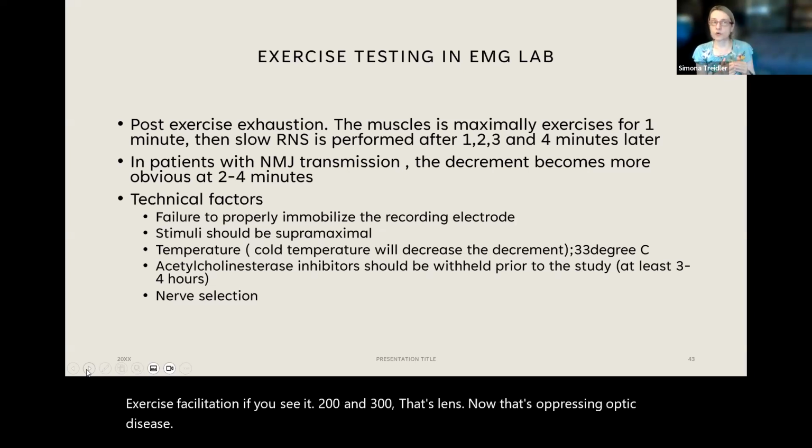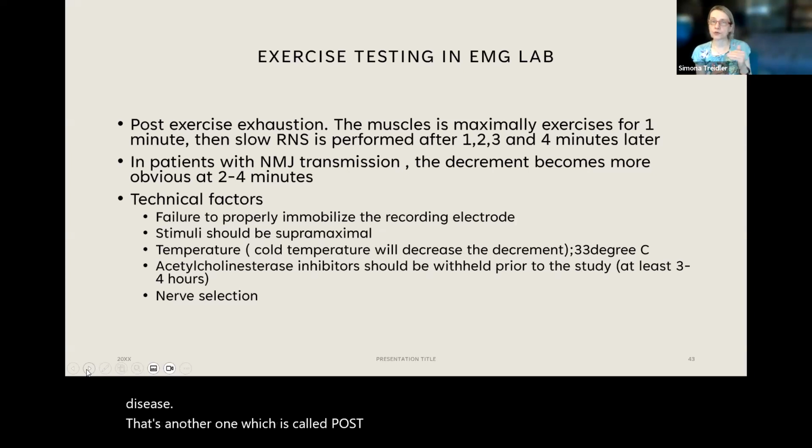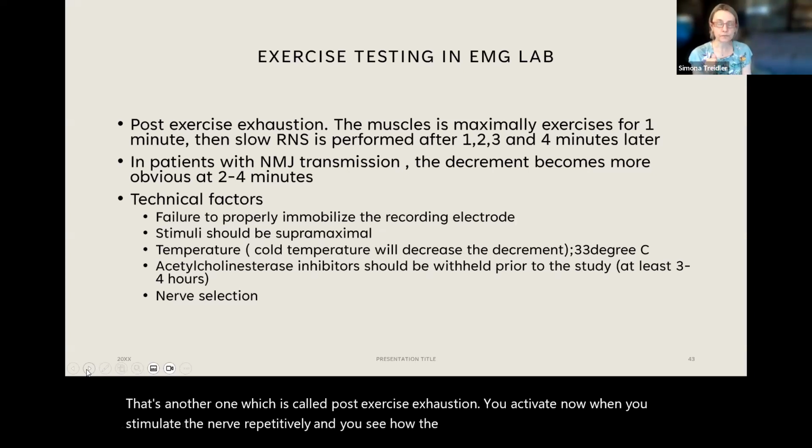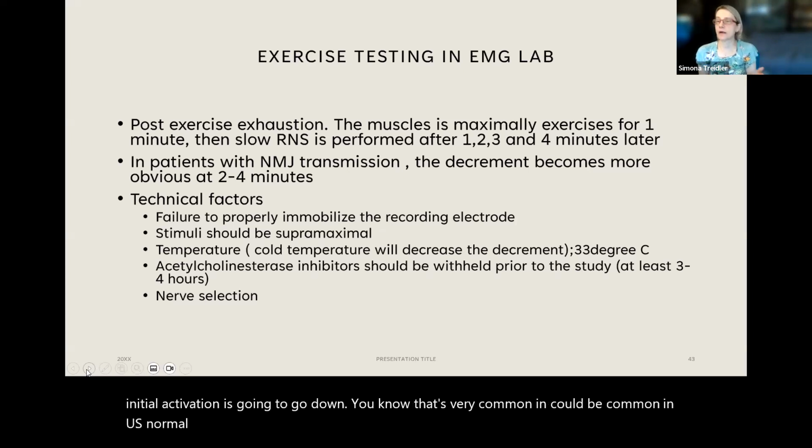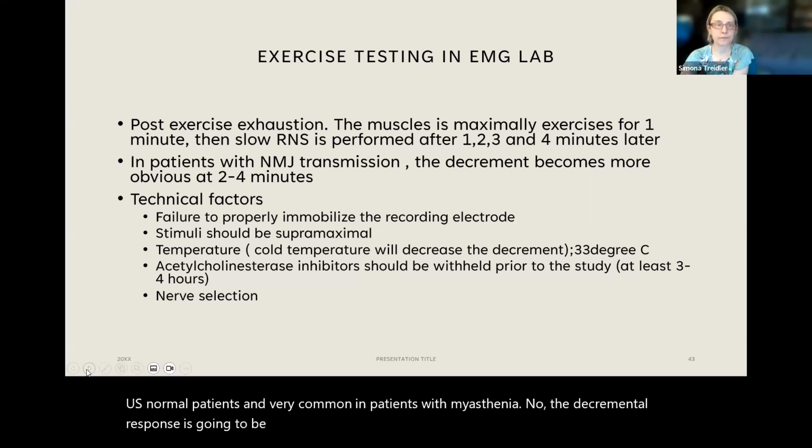There is another one, which is called post-exercise exhaustion. You activate, and then you stimulate the nerve repetitively, and you see how the compound muscle potential from the initial activation is going to go down. That could be common in normal patients, and very common in patients with myasthenia. The decremental response is going to be significantly noticed.